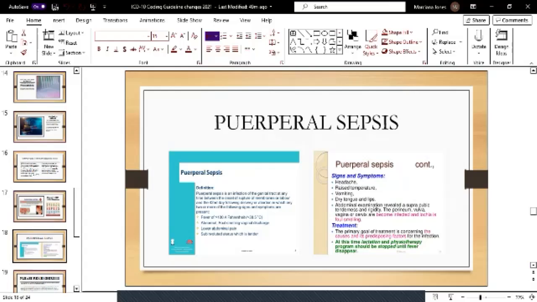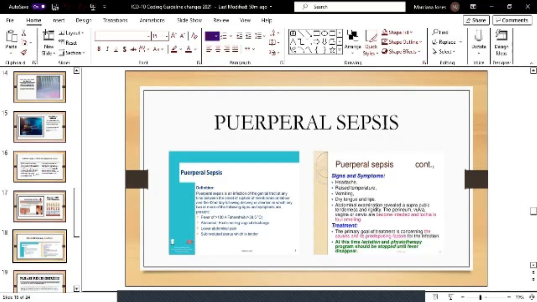So we already said that it's an infection of the genital tract, occurring any time between the onset of rupture of membranes or labor and the 42nd day following delivery or abortion, in which any two or more of the following signs and symptoms are present: fever, abnormal foul smelling vaginal discharge, lower abdomen pain, and subinvoluted uterus, which is tender.